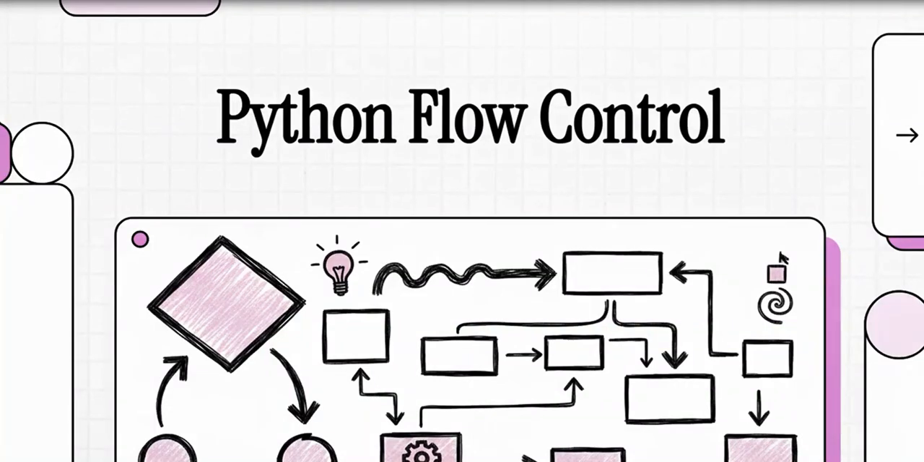When you first start coding, you might think programs just run straight from top to bottom, one line after another. But that's not where the real power is. The real magic happens when your code can start to think for itself, when it can make decisions, repeat actions, and react to different situations. That's what Python's flow control is all about, and it's how we're going to make our code genuinely smart.